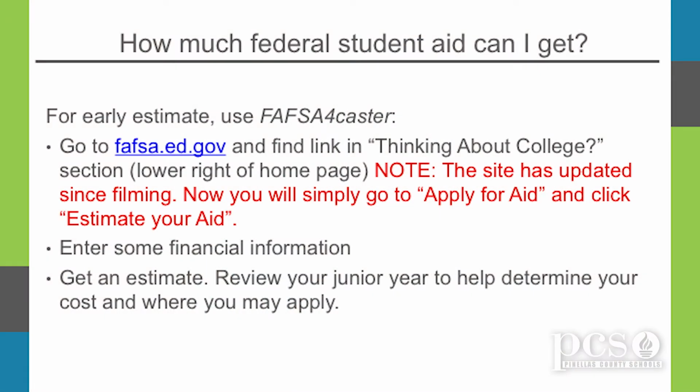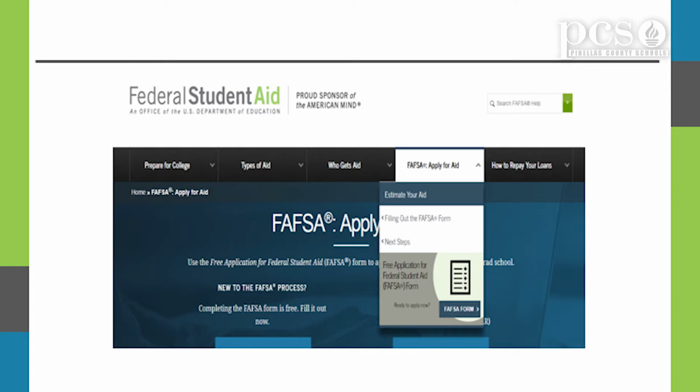First, you can use resources such as the FAFSA Forecaster to determine how much financial aid you may be eligible for. This is a great tool to explore affordability for colleges before your student applies and as early as their junior year. To use FAFSA Forecaster, you would go to FAFSA.gov, and find the link Thinking About College. It's on the lower right of the homepage. You enter some general financial information and you would get an estimate to help you determine your cost and financial aid award eligibility.